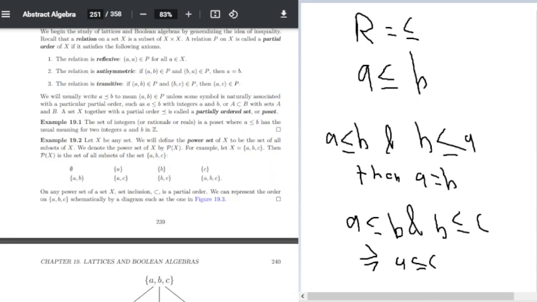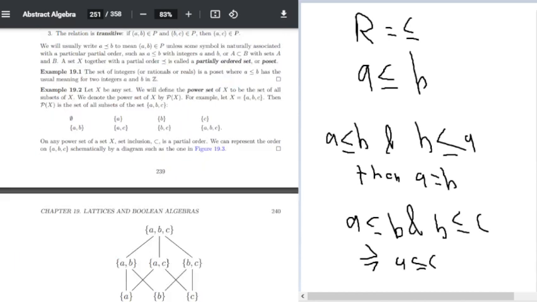The notation they use here is if (A, B) is in P, which is the same thing in this case as saying A is less than or equal to B. It's a similar thing to when we were describing field of fractions previously, that the ordered pair, we just write it as an ordered pair information-wise. You think of it in terms of being in a different notation, the less than or equal to notation. We will usually write A is less than or equal to B to mean (A, B) is in P, unless some other symbol is naturally associated with a particular partial order, such as A is less than or equal to B with the integers A and B, or A is a subset of B with sets A and B.